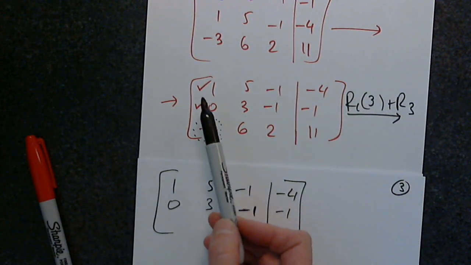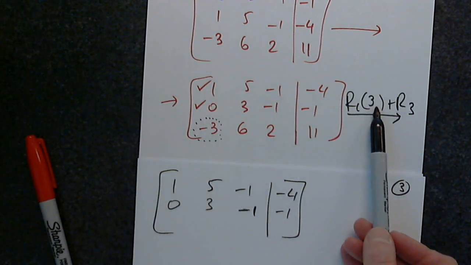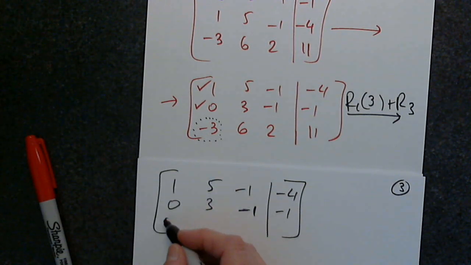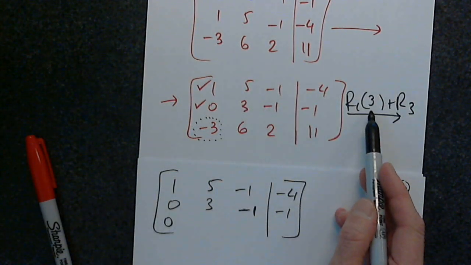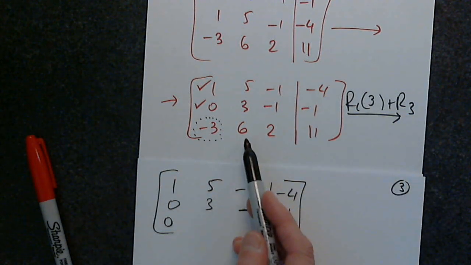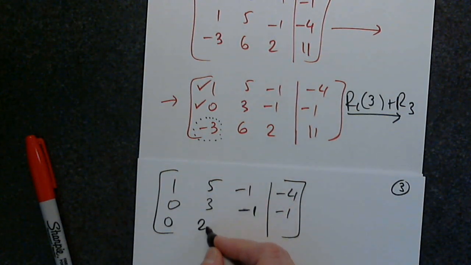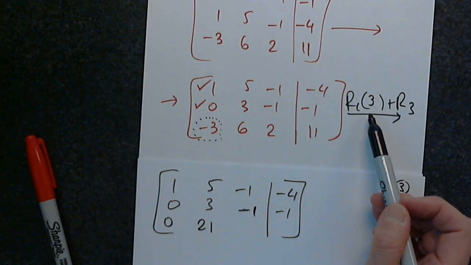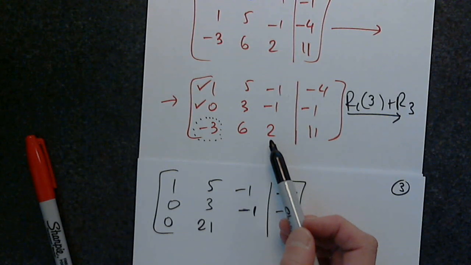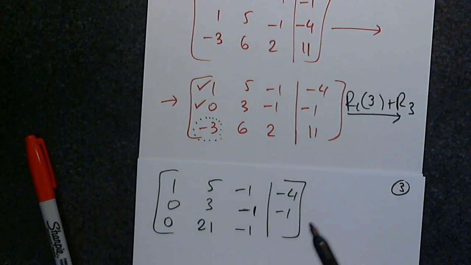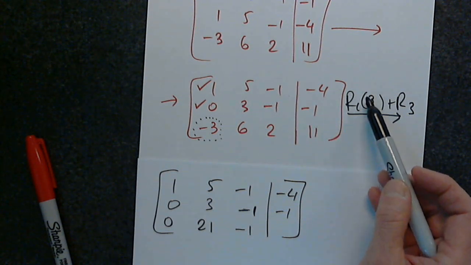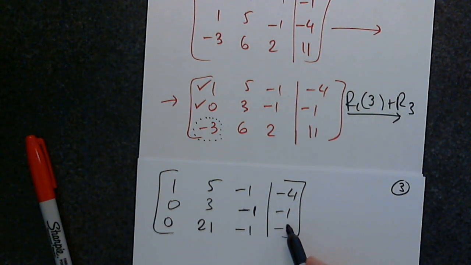So now let's do this together. 1 times 3 minus 3. Very good. 5 times 3 plus 6. Very good. -1 times 3, -3 plus 2. Very good. -4 times 3, -12 plus 11. Good.